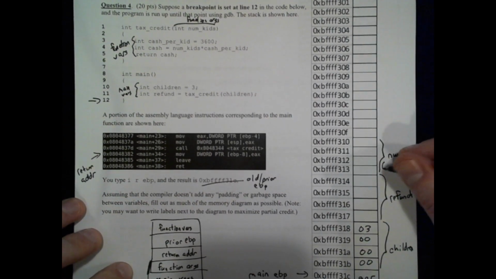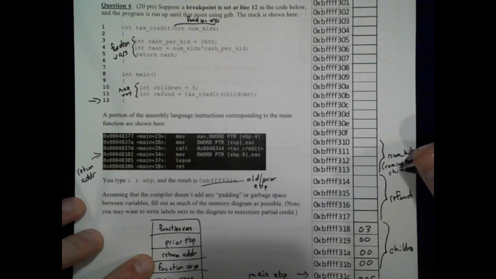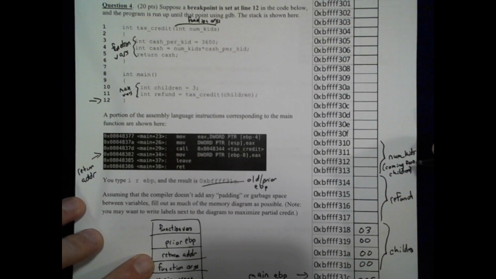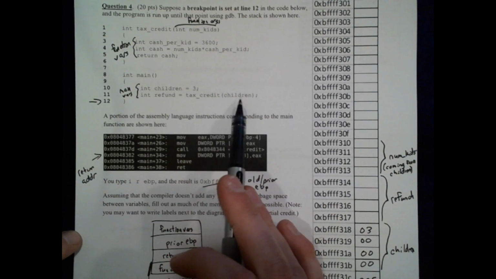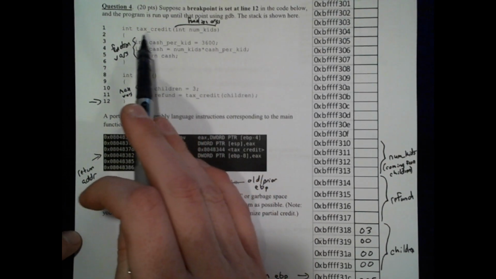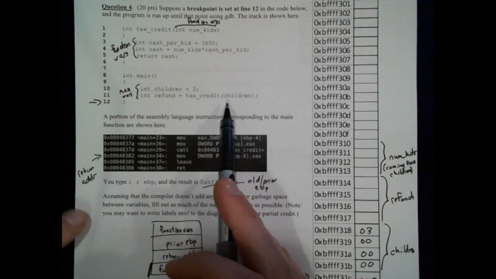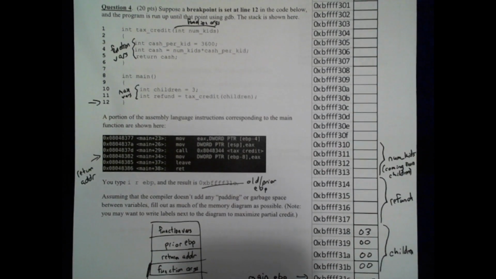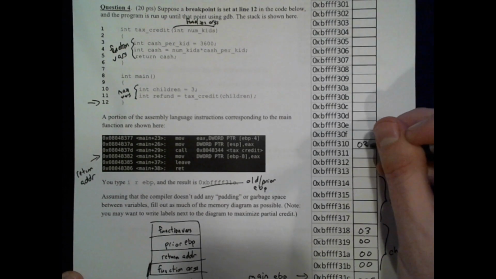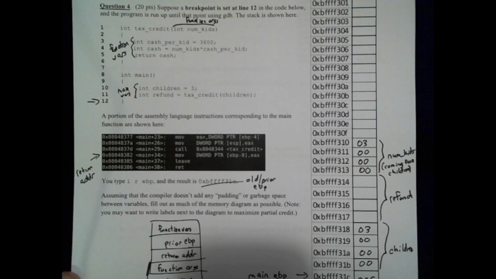And I'm going to mark that this is coming from children. Right, so it's copied from children. We see here that when we call tax credit, it passes in children, and that's what matches up with the function name tax credit and the parameter num kids. So we always have an argument that's being passed into a parameter here. And so right now we can fill this out. We know what children is. It's getting copied in there, so we have 03000000 for num kids.